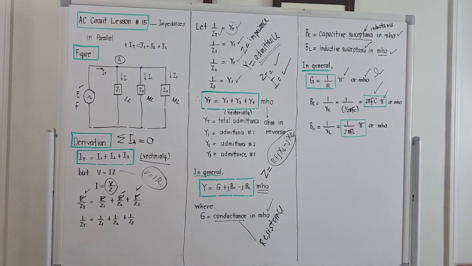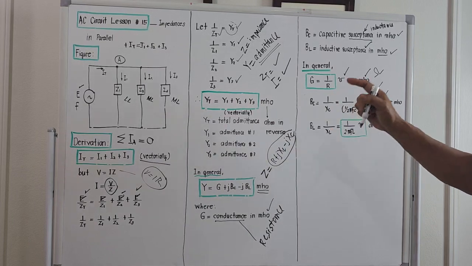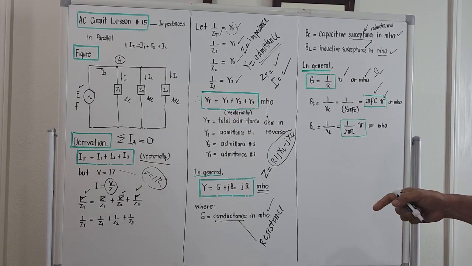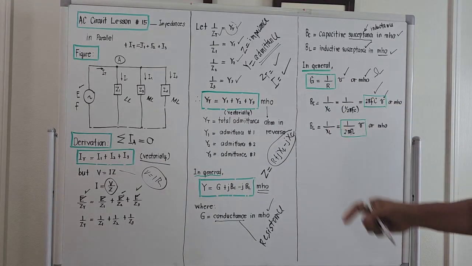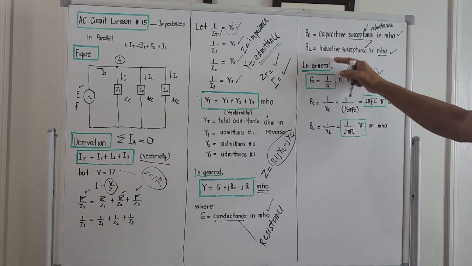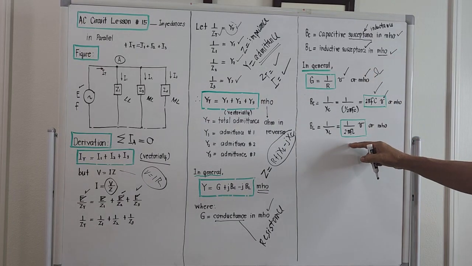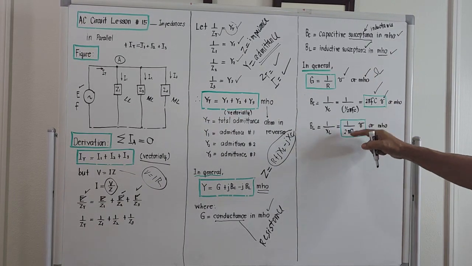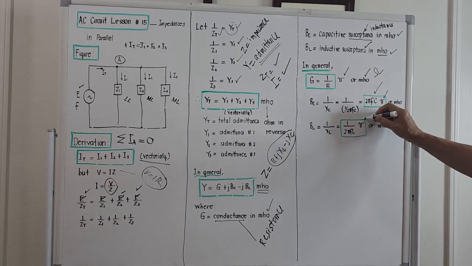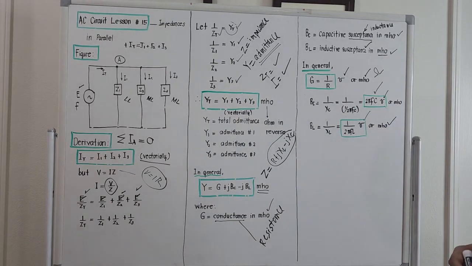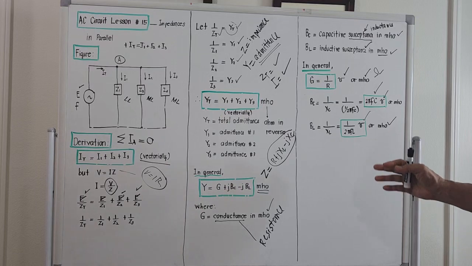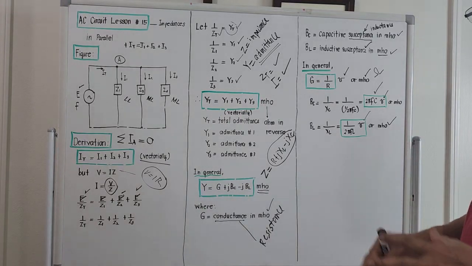Still mho. B sub L is the reciprocal of the inductive reactance. We term it inductive susceptance. So this is 1 over X sub L. X sub L is 2 pi FL. So B sub L is 1 over 2 pi FL and the unit is mho. So these are the needed equations under the study of parallel impedances.